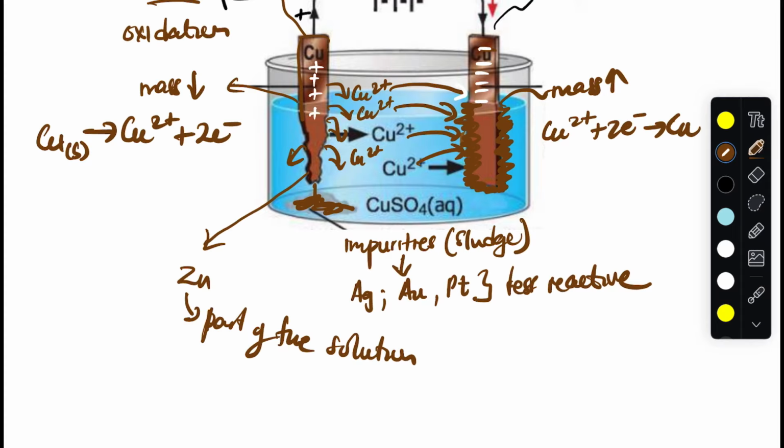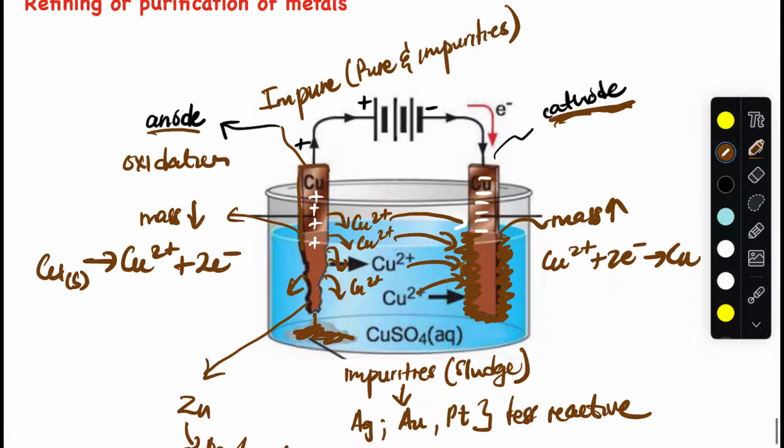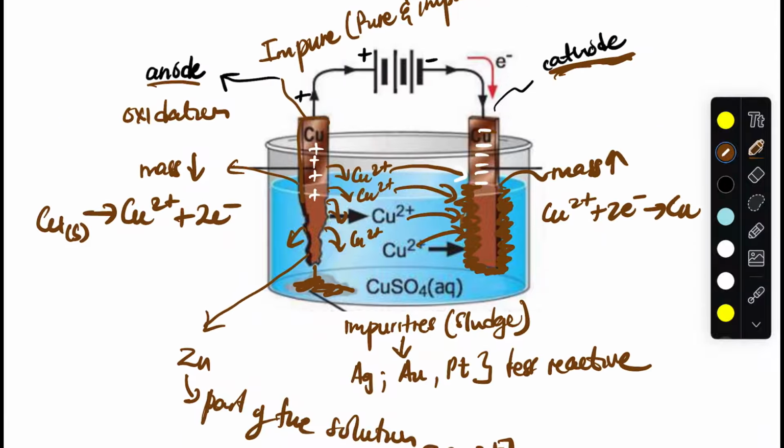Since it's an impurity, the concentration of zinc ions in the solution will become greater than the concentration of copper ions, as zinc will be part of the solution, right? Guys, let's leave it like that. It's very important that you understand what is happening in the electrorefinery. And guys, that's it.